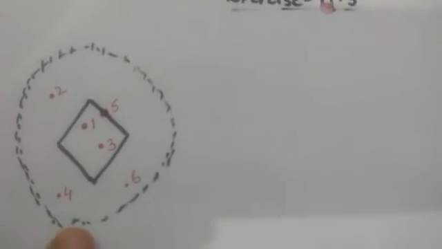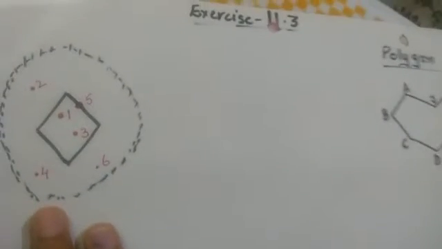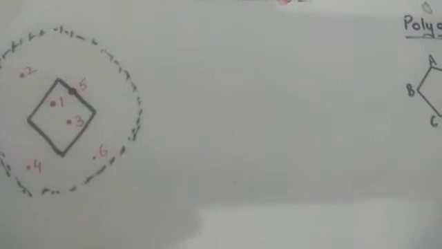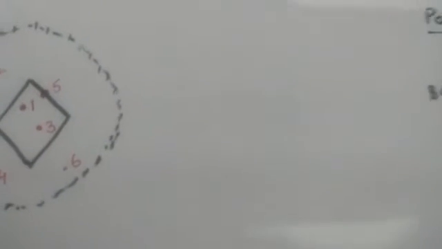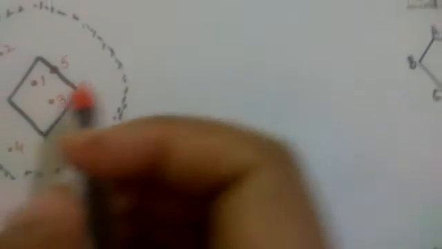Today we have to start exercise 11.3. So let's start it. This type of figure is drawn in your book also, and some questions are asked from you. So the first question is, which points lie in the interior of the rhombus? Interior means inside the rhombus, means we have to tell the points which lie inside the rhombus.